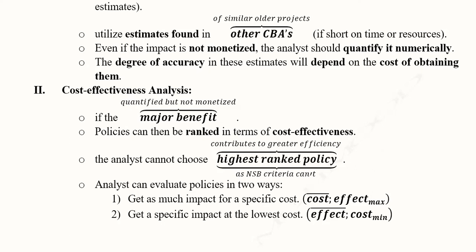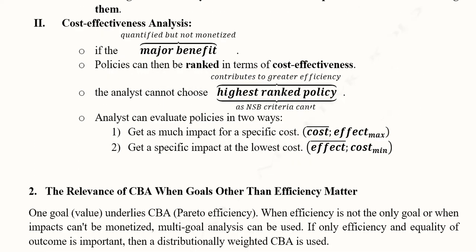Then the other possibility is cost effectiveness analysis, in which the major effect or the major benefits are not quantified in monetary terms. They are quantified in some non-monetary units but not monetized. So we can rank the policies with the help of this cost effectiveness analysis tool. The usual net social benefit criteria is not able to rank the policies, because it doesn't apply in this case, as the major benefit is not monetized.